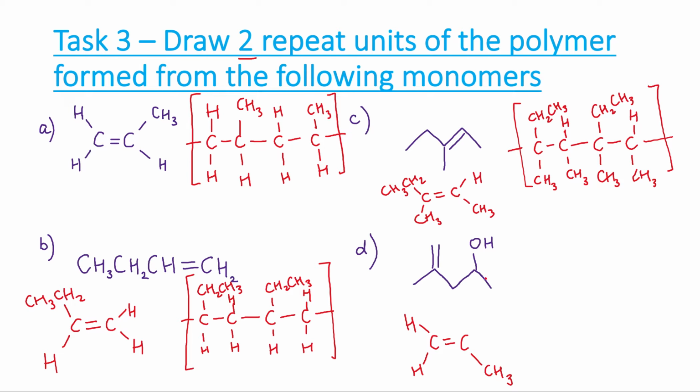Actually, I'll do it as a displayed formula. So we've got a CH2 coming off, and then I'm not going to show all the bonds. Then we've got a CH with an OH and a methyl group. Okay, so to do the repeat unit of this, I may struggle to fit this in. I might just end up doing 1.